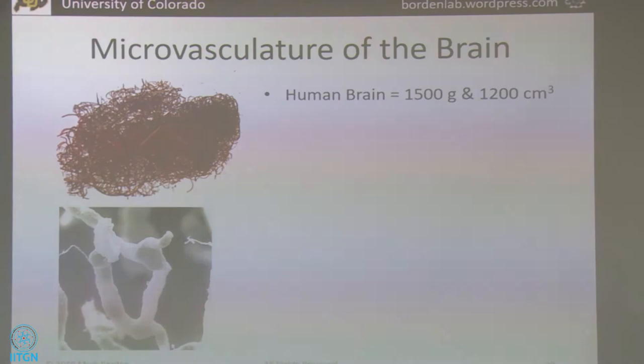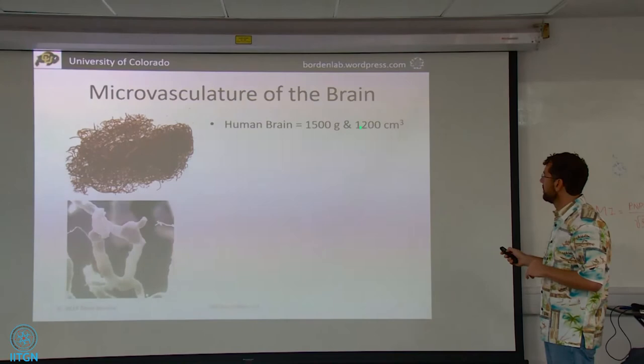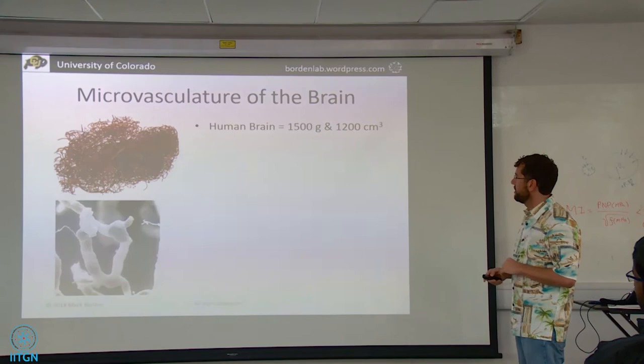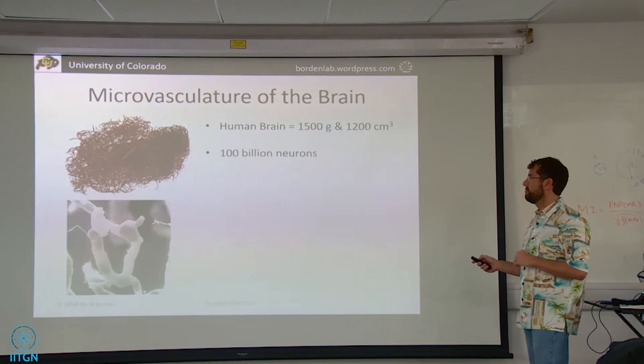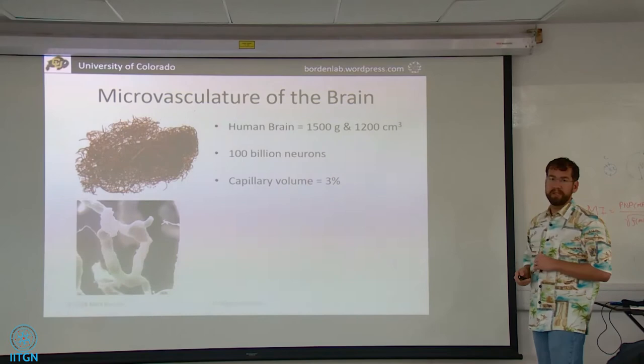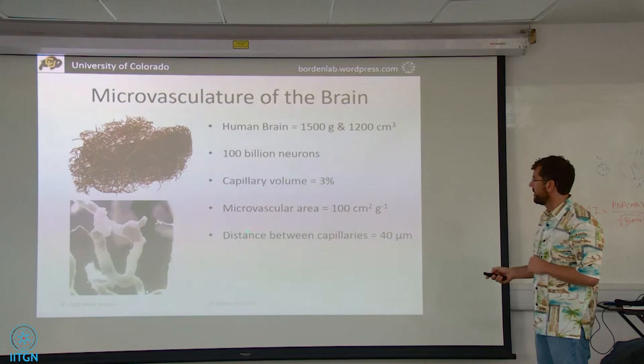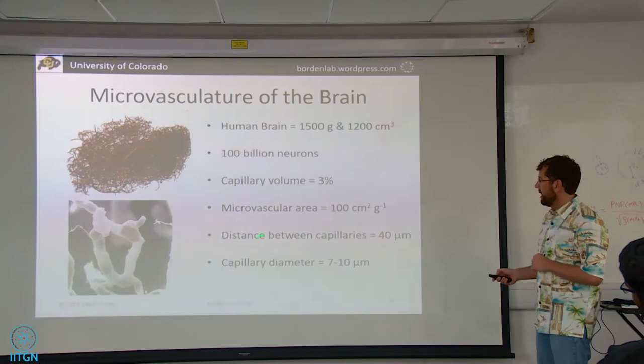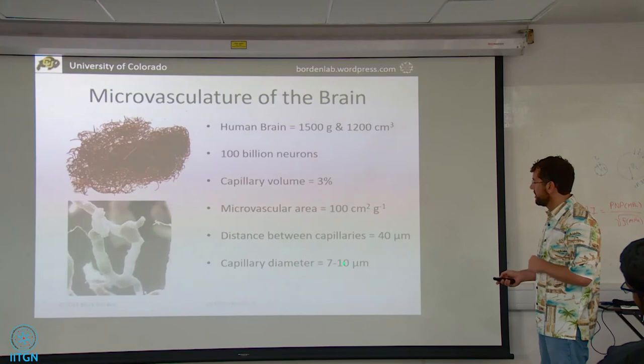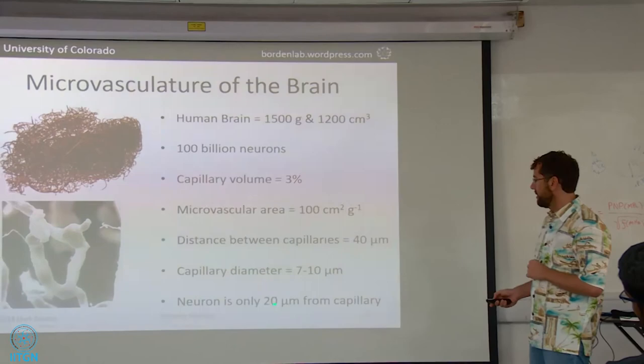And so the human brain is about 1.5 kilograms, right? And about 1,200 cubic centimeters or milliliters of volume. Within that brain, there's about 100 billion neurons. The capillary volume is about 3% of the total volume of the brain. The microvascular area is about 100 centimeters squared per gram. That's a huge amount of surface area. The distance between capillaries on average is about 40 microns. And usually there's a neuron right next to a capillary. The capillary diameter is on the order of 7 to 10 microns in the brain. And each neuron is only about 20 microns away from a capillary.